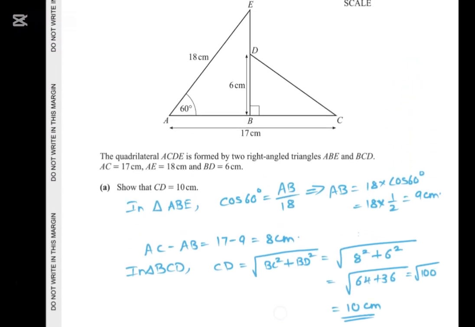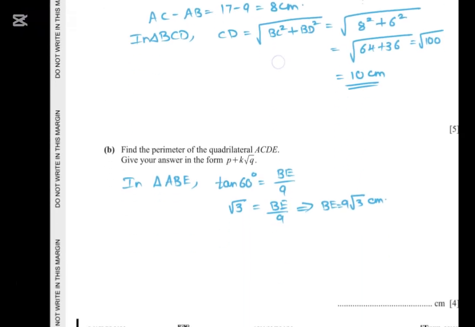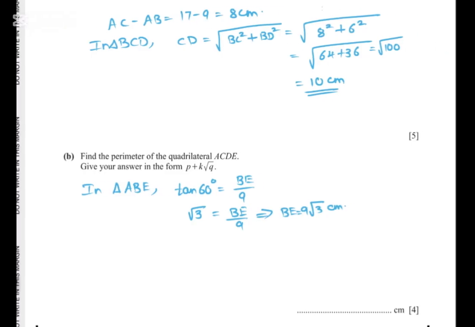Now we got BE, but we need DE. To get DE we need to do BE minus BD. So DE is equal to BE, that is 9 root 3 minus 6. Let us keep this as it is.